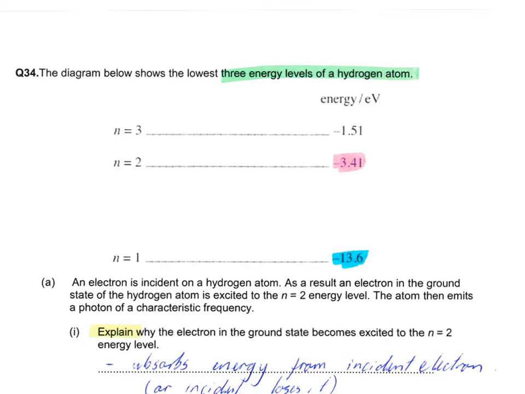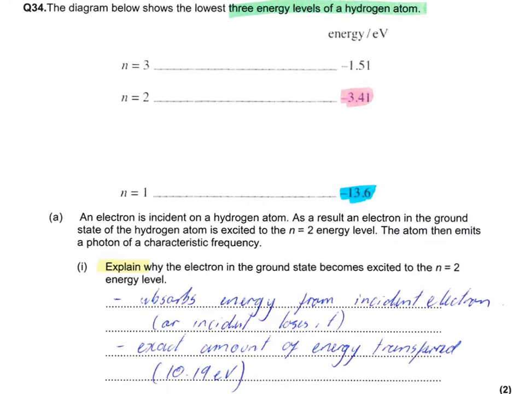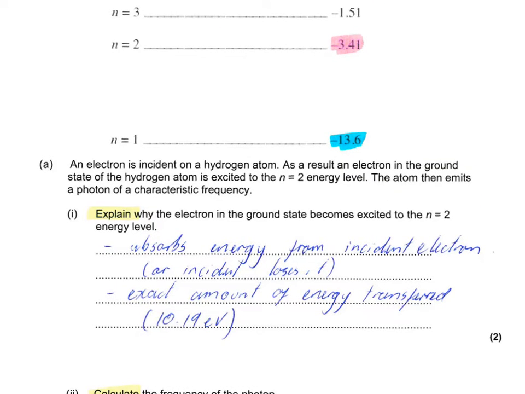to n equals 2. The atom then emits a photon of a characteristic frequency, and we're asked to explain why the electron in the ground state becomes excited to the n equals 2 level. So it's got to absorb energy from that incident electron, or the incident electron loses energy. Incident just means coming in, just like an incident ray when we're talking about refraction or reflection. And it will absorb the exact amount of energy. Not really sure that's made clear, but you've got to say this bit in the question.